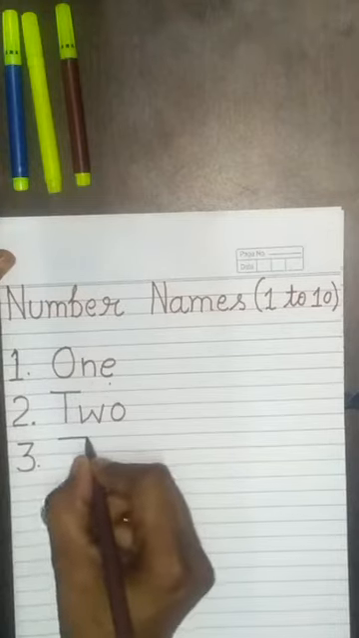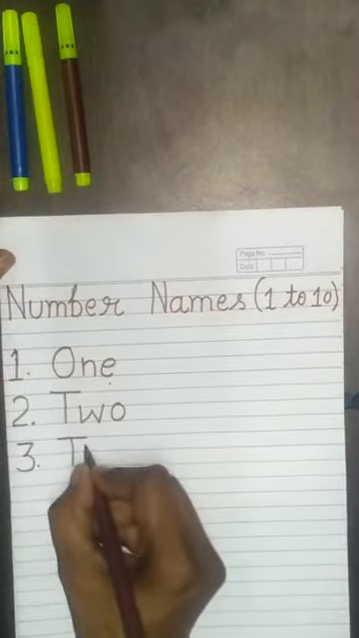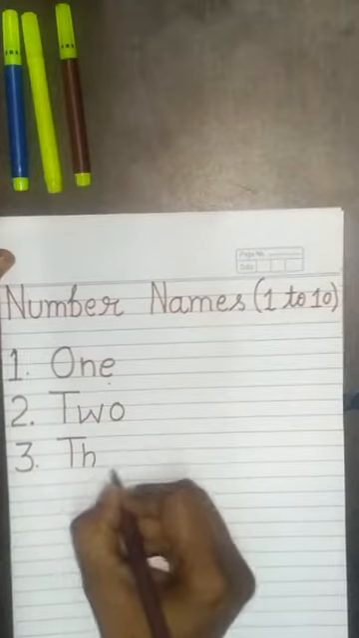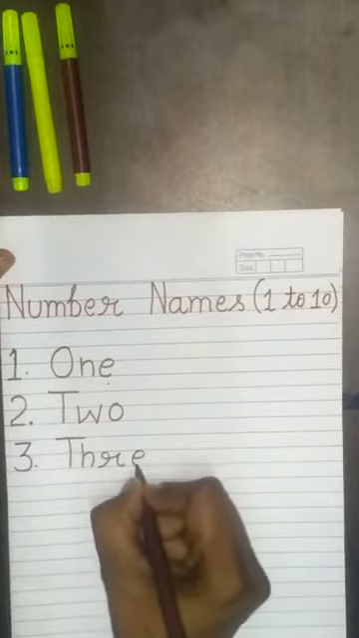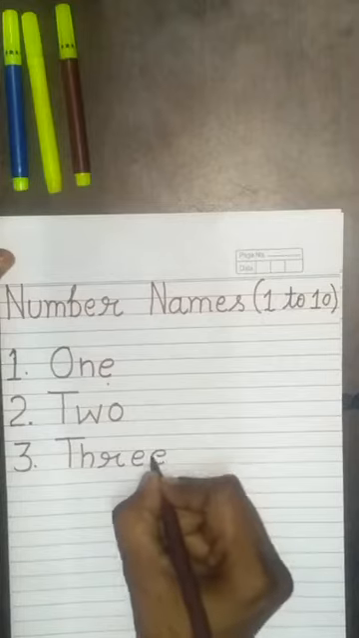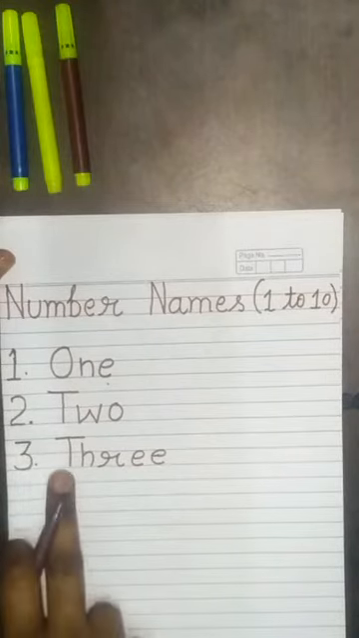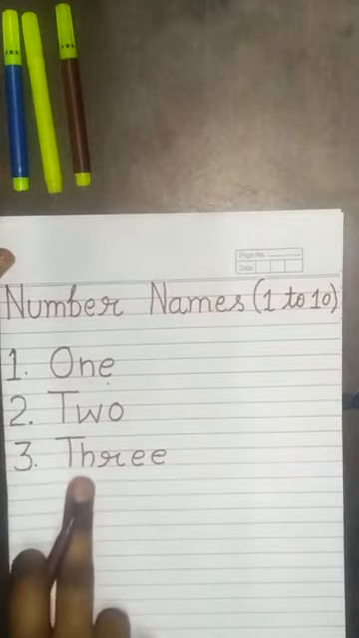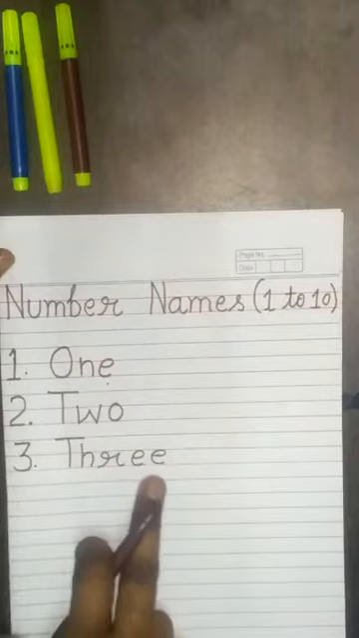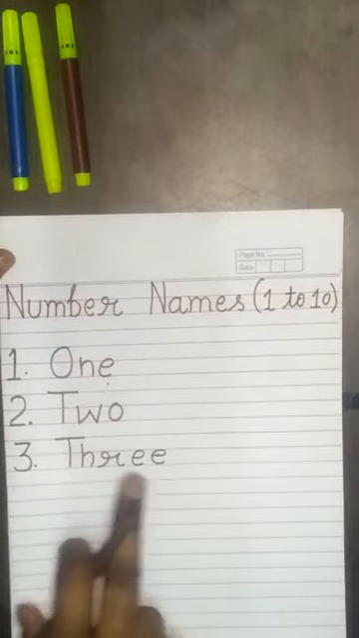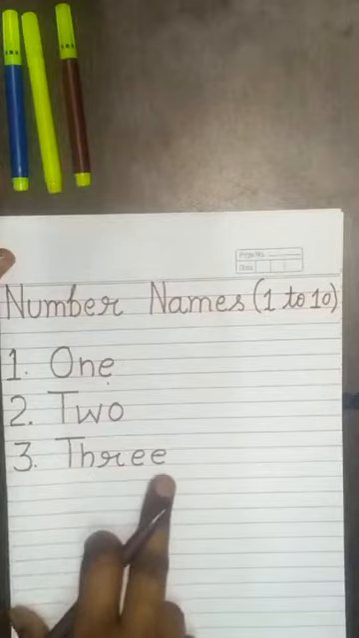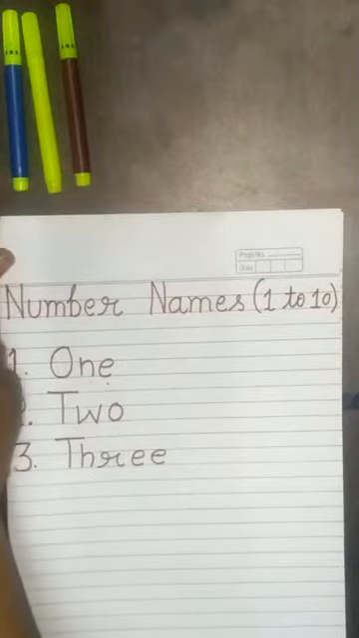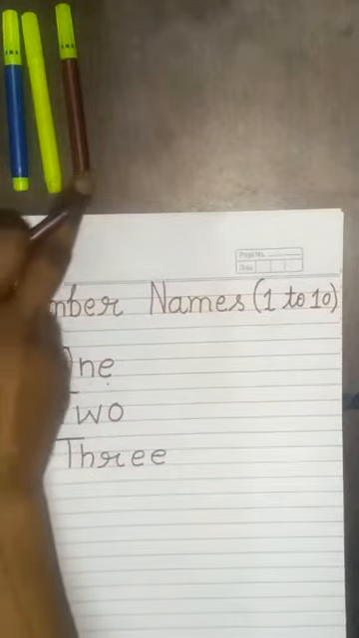Right here, T H R double E, 3. Speak again with me. T H R double E, 3. 1, 2, 3.